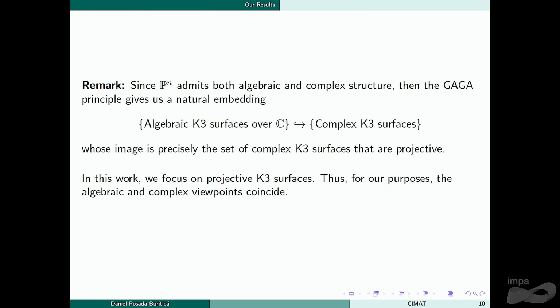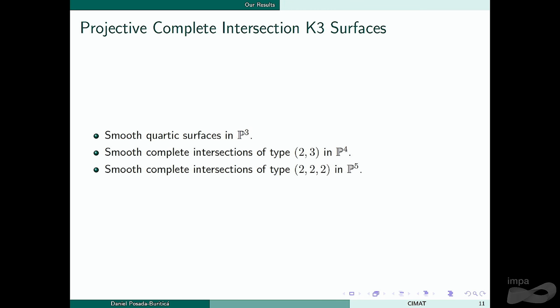One example of that. This is a proposition: the only projective K3 surfaces that are complete intersections in a projective space are the following: a smooth quartic surface in P3, a smooth complete intersection of a quadric and a cubic in P4, and a smooth complete intersection of 3 quadrics in P5.